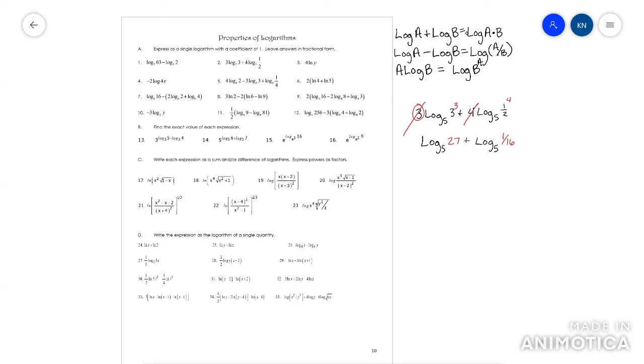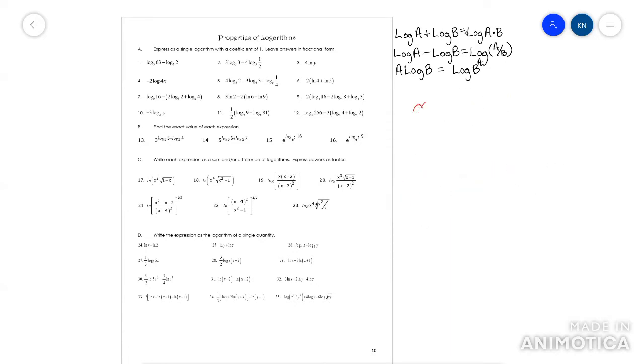So now that we have it just log plus log with no numbers in front or anything, we can use rule 1 here and call it log of a times b. So my final answer here would be log base 5 of 27 times 1 over 16. This is how I'm getting this number. So this is my final answer.